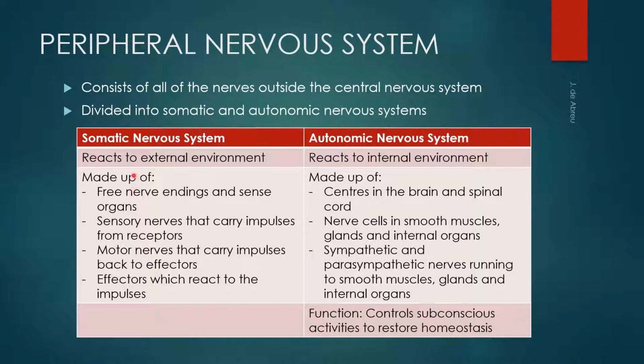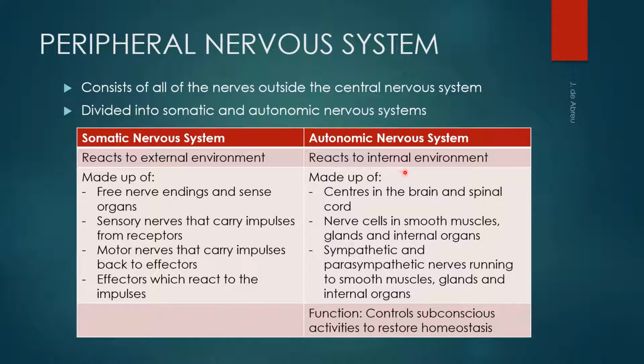Okay, so the somatic nervous system reacts to the external environment. It's all of the components of the nervous system that are going to detect changes in the external environment. So this is free nerve endings and your sense organs, which are your receptors. Sensory nerves carry impulses from the receptors to the spinal cord or to the brain, and then the motor nerves carry impulses from those areas, either the brain or the spinal cord, back to the effectors. And then it also includes the effectors, which are your skeletal muscles that bring about a change to ensure homeostasis is maintained when there are changes in the external environment. So it's going to be the muscle that pulls your hand away from the hot place.